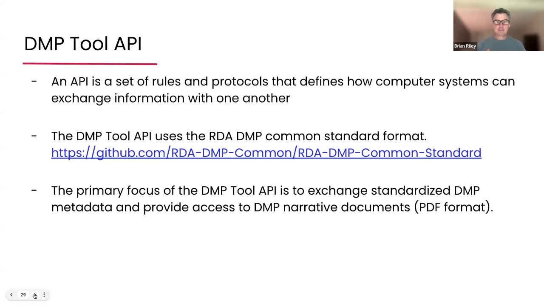So what is an API? Probably most of you already know this, but an API is just a way for two computer systems to exchange information with one another. And we use something called the RDA DMP Common Standard format, which was developed by the Research Data Alliance community and the broader DMP Tool community. And that provides a structured way to convey information about a DMP between systems. Next slide, please.